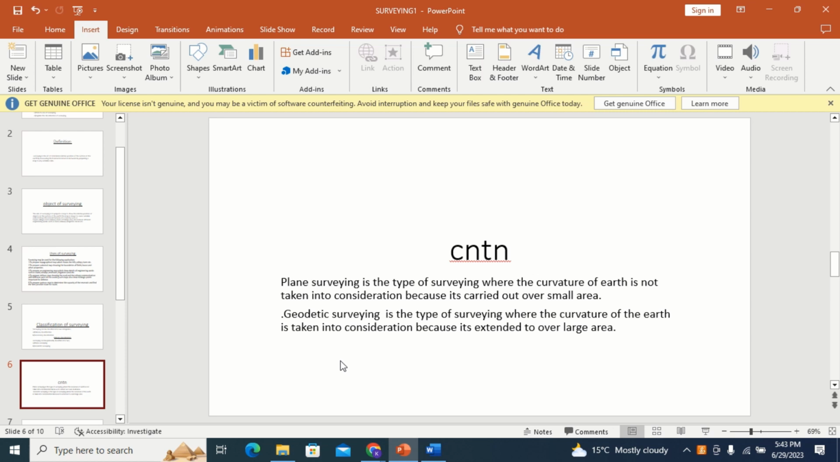So normally in our sites where we do our normal constructions of buildings, roads, and canals, we normally carry out plain surveying because it is the type of surveying where a small area is being covered. But the geodetic, as we have said earlier, is carried over a larger area.